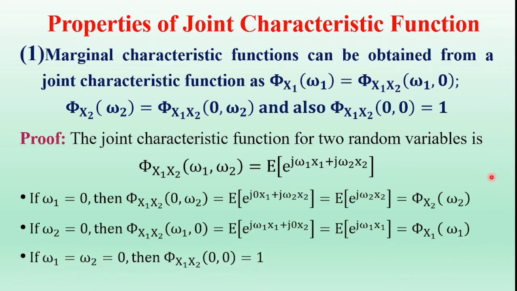If omega 1 is equal to 0 and omega 2 is equal to 0, then phi x1 x2 of 0 comma 0 is equal to the expectation of e power 0. E power 0 is 1, and the expectation of 1 is 1. So this is the first property.